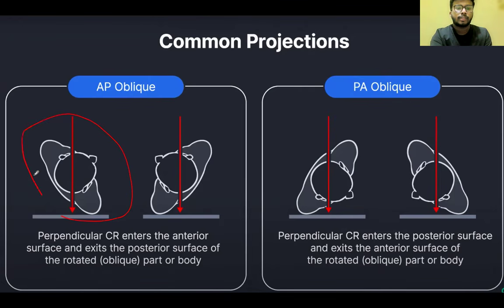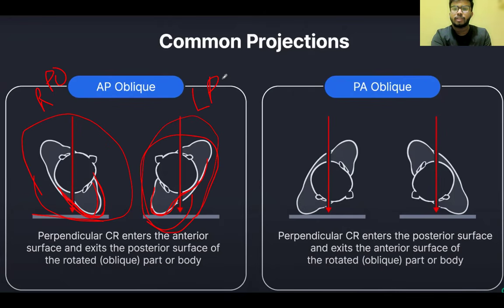Whether it is a right anterior oblique or left anterior oblique or right posterior oblique, left posterior oblique, it is a right posterior oblique because the right posterior part, the right back side, is in contact with the image receptor. So it is an RPO, right posterior oblique. What about this? This one is left posterior oblique because the left posterior part is in contact with the image receptor. So it is a left posterior oblique projection.